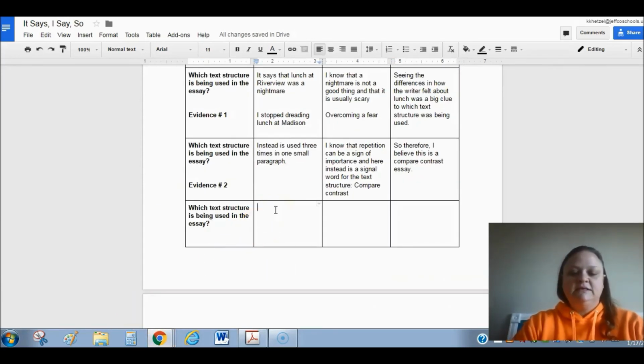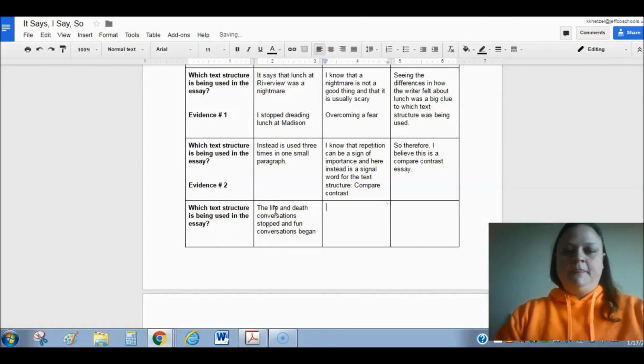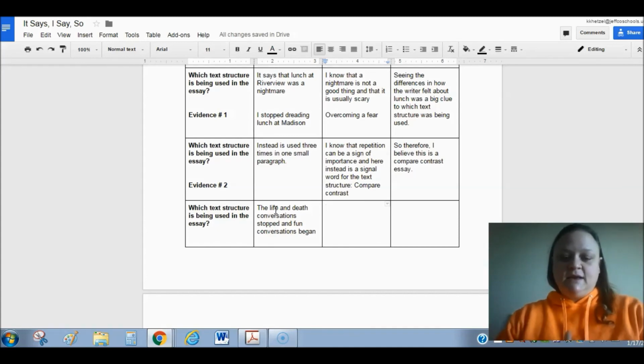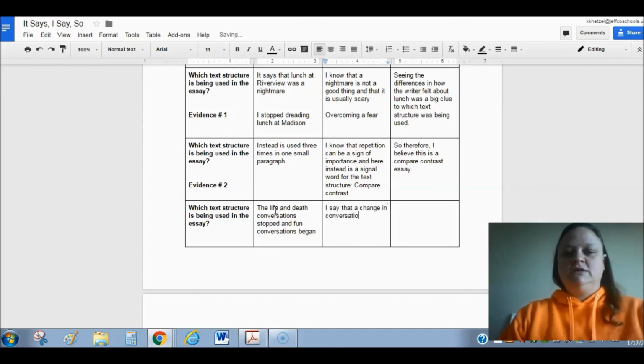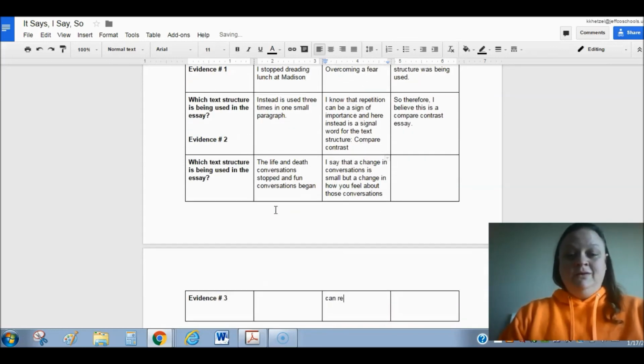So it says the life and death conversations stopped and fun conversations began. This shows me, so I say, that a change in conversations is small, but a change in how you feel about those conversations can really make a difference in how you write.